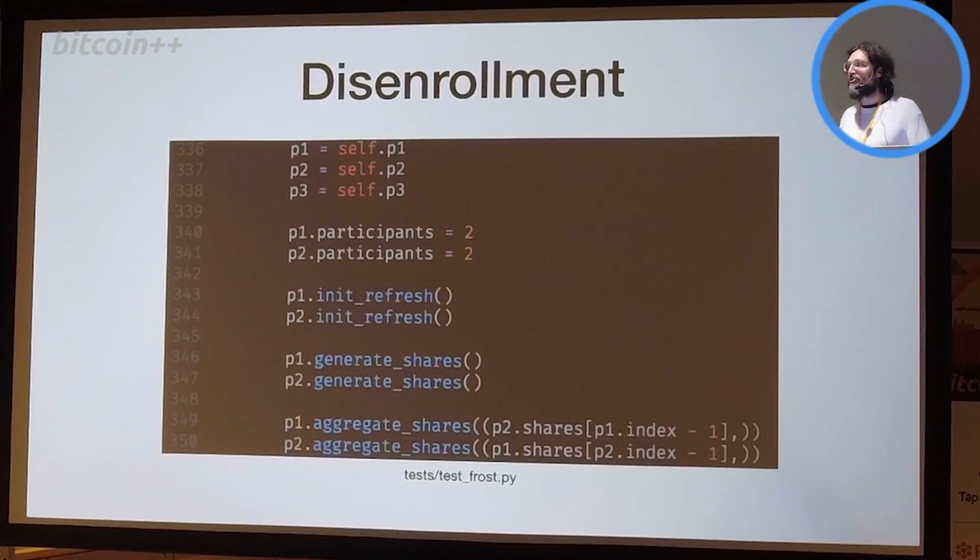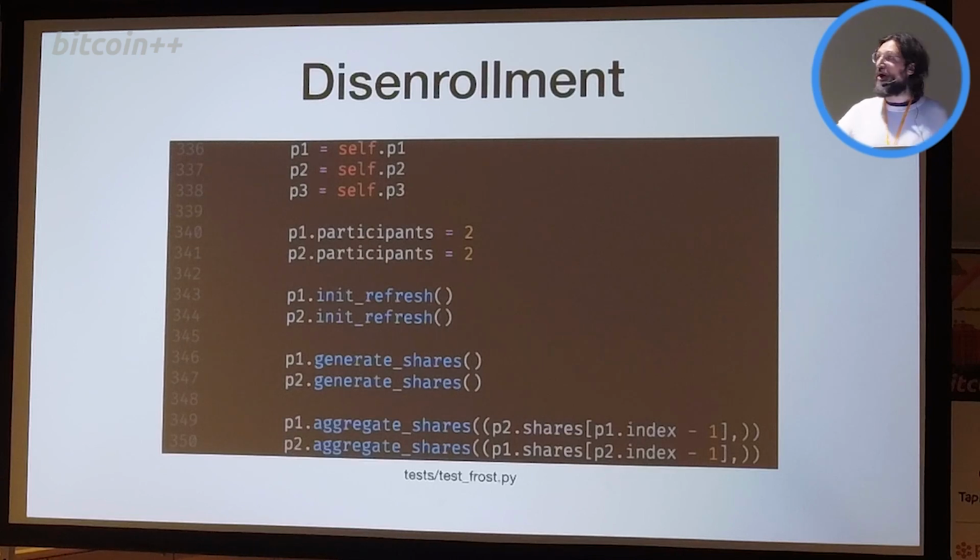So one thing that's interesting about the refresh protocol is the exact same protocol can be used to disenroll a participant. So let's say we have our 2 of 3. We have Alice, Bob, and Carol, and Alice and Bob want to kick out Carol. They don't want her to be able to sign anymore. They'll run the refresh protocol, but they'll exclude Carol. They won't generate shares for her. They'll give each other shares, and they'll aggregate those shares, and those will be their new shares.